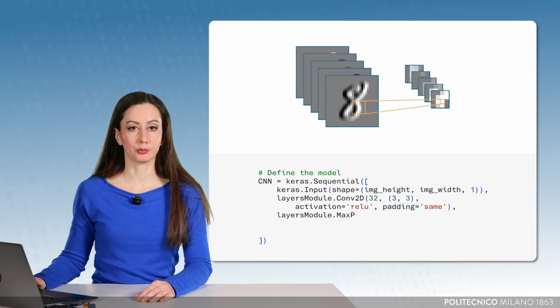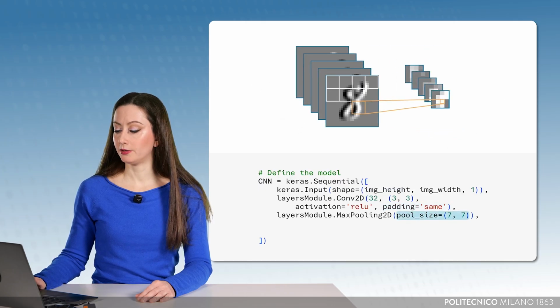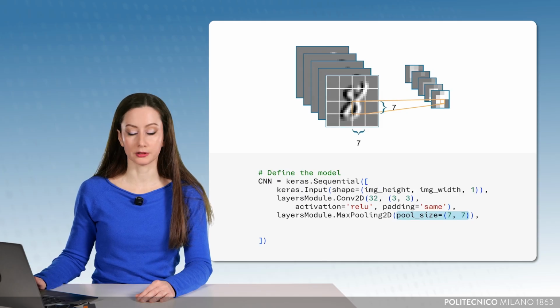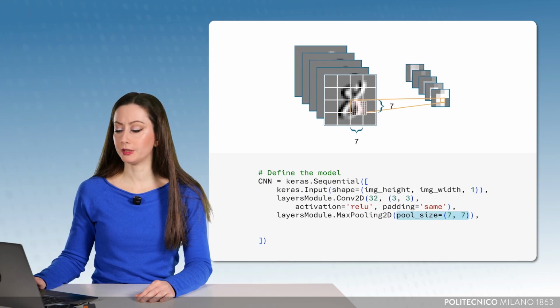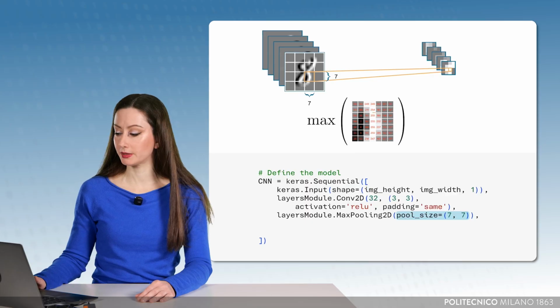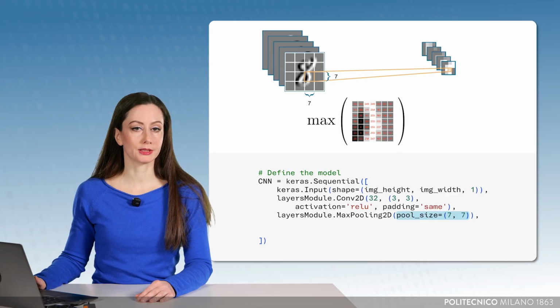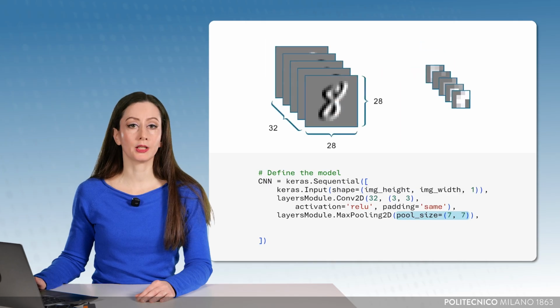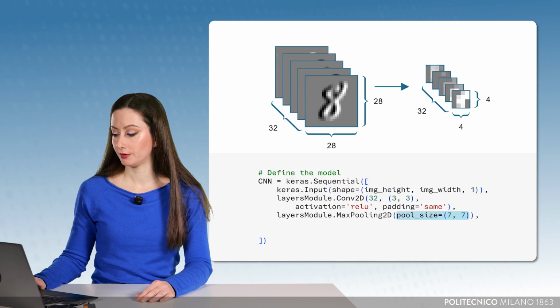Next, we apply max pooling. And in the argument, we define the pool size, which in this case is 7 by 7. This means that this layer chooses the max within each 7 by 7 window. This reduces the dimensionality significantly, so 28 by 28 matrices are reduced to a size 4 by 4.